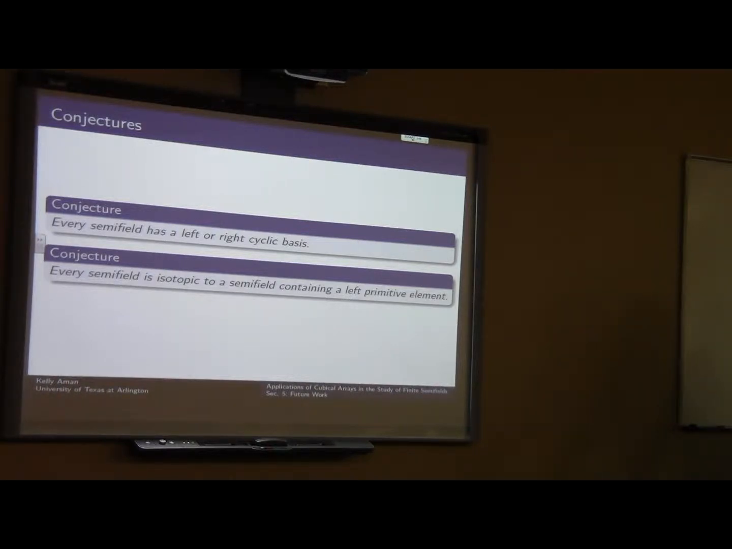To my geometric mind, yeah, obviously, that would be an obvious thing to look for if you're at all looking at the geometry of the projective planes, because isotopic semifields should have isomorphic... Yeah. So somehow the left primitive element should be a cycle. Yeah, a cycle, a path. It should be obvious somehow. Yeah, I would think a path that covers the entire plane or something.